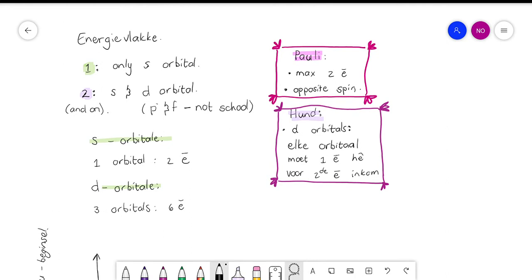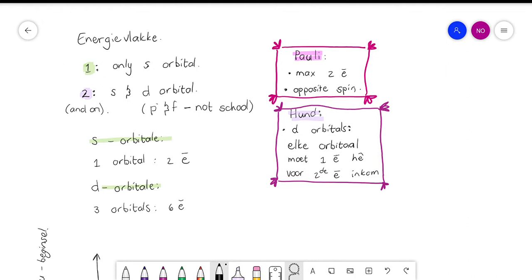So ons het energievlakke wat genommer word van energievlak 1, dis wat die naaste is aan die kern, en dan gaan dit al verder van die kern af 2, 3, 4. So the only thing you need to know about energy level 1 is that energy level 1 only contains s orbitals. So those are the ones you read up about. From energy level 2 and on, we have both s and d orbitals. Now you need to know that we also have p and f orbitals, but we don't discuss those at school level. Those are when you get to transition metals after school.